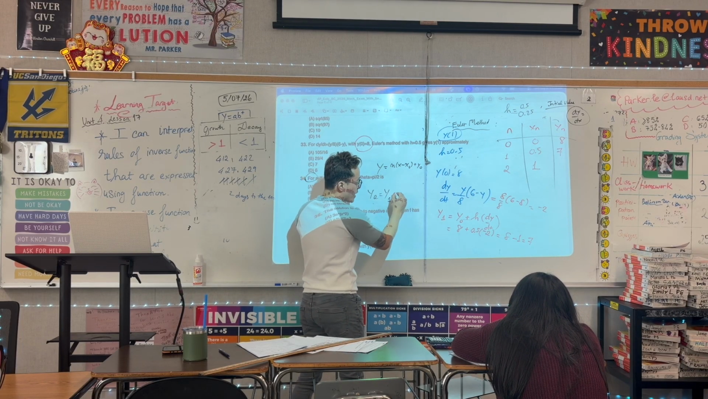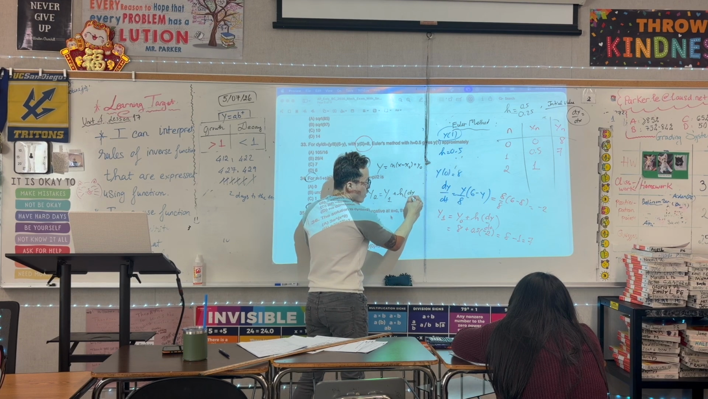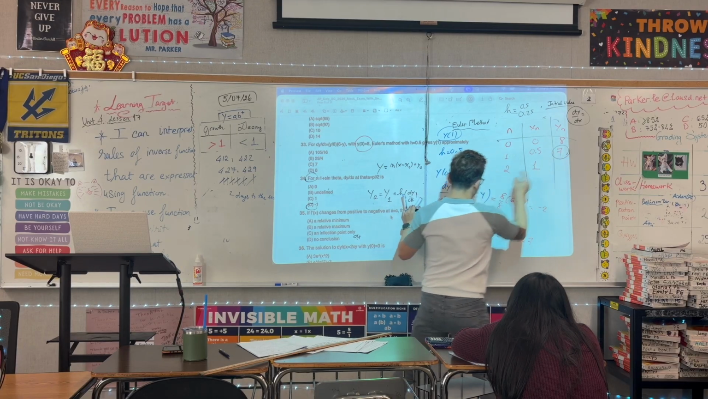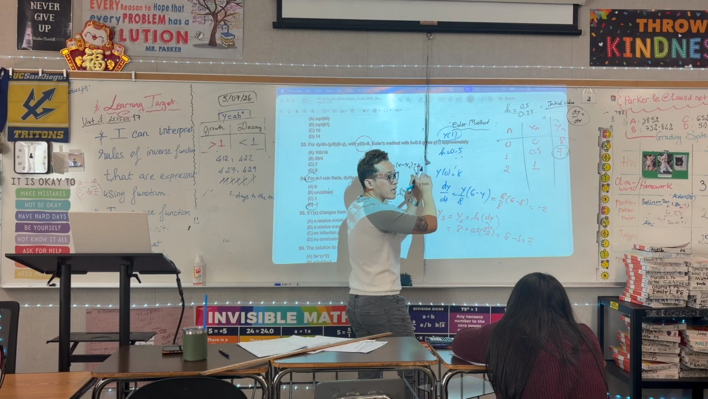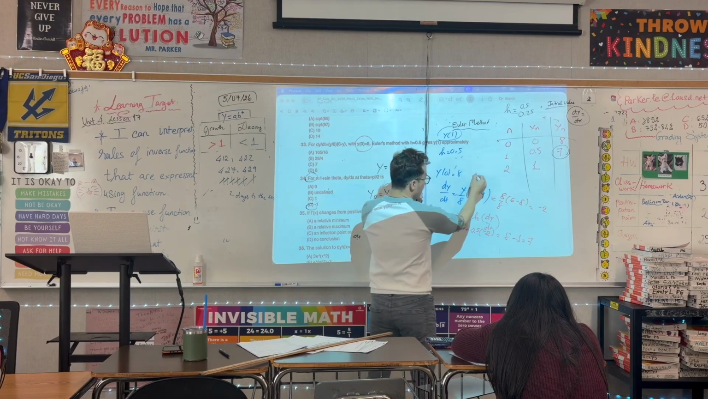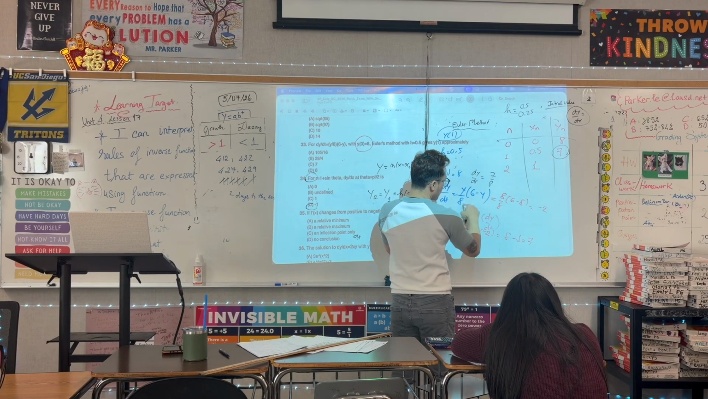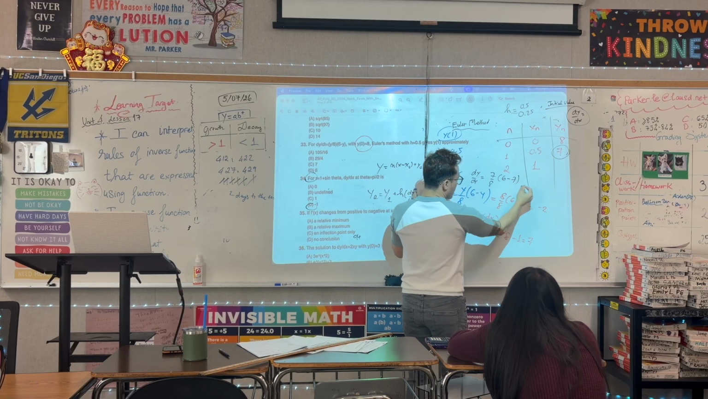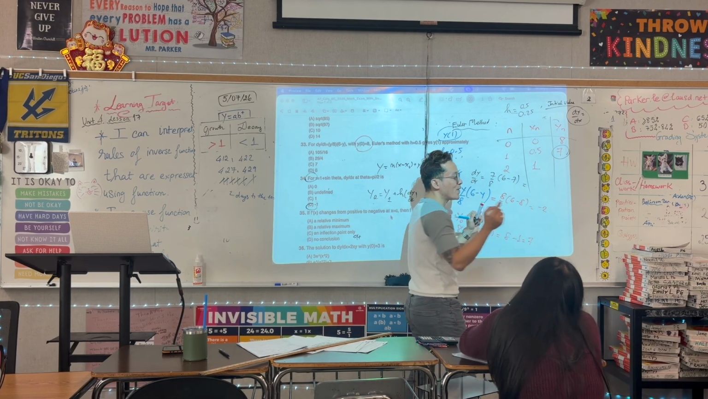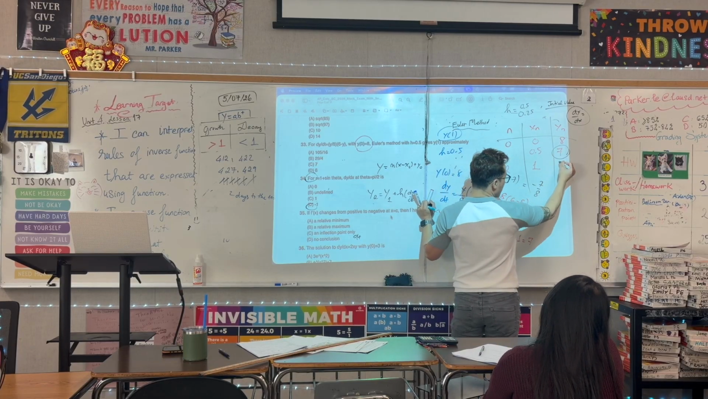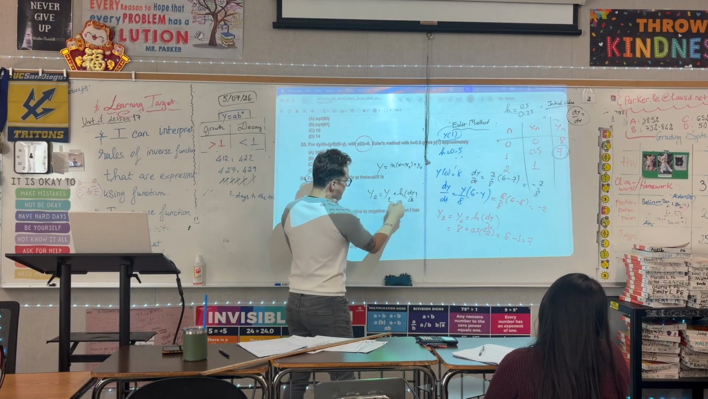y2 goes to y1 plus h dy over dt. But now dy over dt is a new one. You use this 7, plug it in here. You're going to calculate the new slope every time. So dy over dt equals 7 over 8, 6 minus 7, so negative 7 over 8. So that's going to be, plug in here.